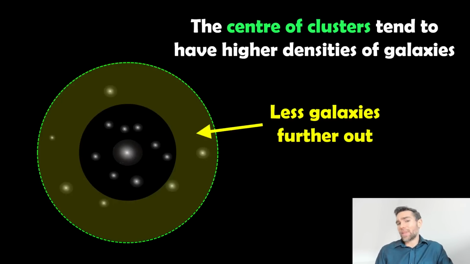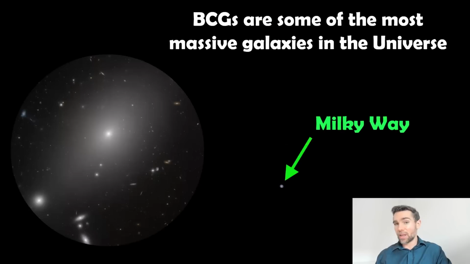Now, why might that be the case? Well, the center parts of clusters are typically higher densities of galaxies. So there's more galaxies per unit volume than there is further out. So you've got more galaxies going off their higher densities. As you get further out, the density of galaxies typically drops off.